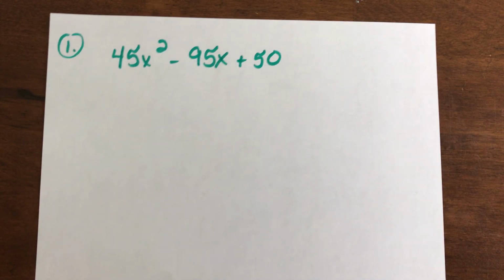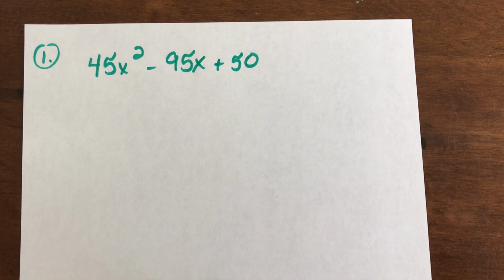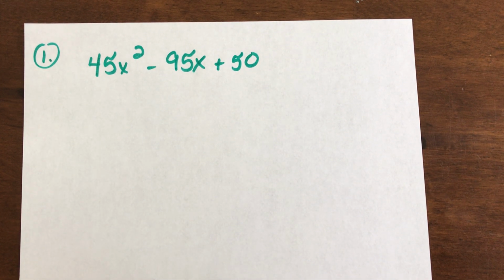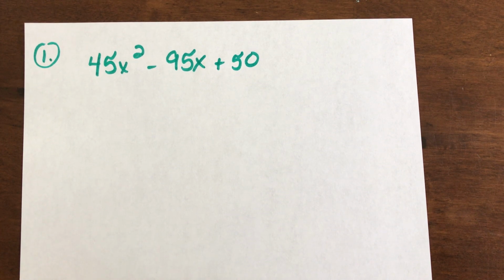You're going to use this kind of strategy when your numbers are huge. So look at this. We have 45, we have 95, and we have 50. So what we need to do is see if we can pull a GCF out. Well, one thing is they all end in 5 or 0, so we know 5 can go into it.